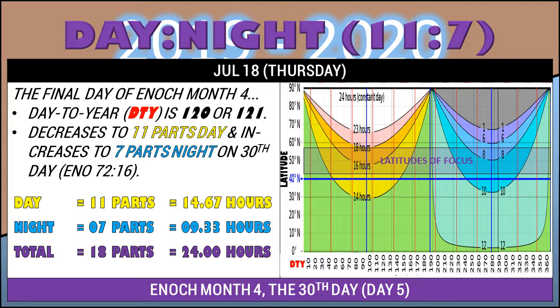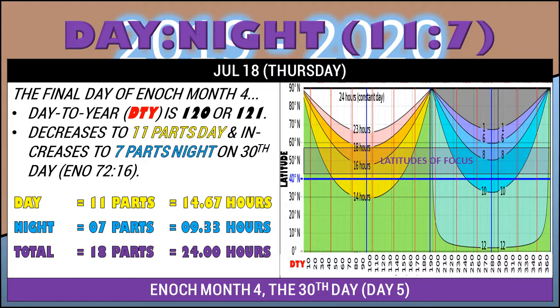Day is in yellow, night is in blue, purple is showing the totals of everything, and the correspondence between parts and hours. So 11 parts is equal to 14.67 hours of daylight, and 7 parts is equal to 9.33 hours of darkness. And if you add them all together, you have a total of 18 parts equal 24 hours.